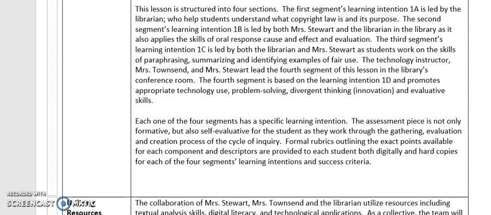The technology instructor, Mrs. Townsend, and Mrs. Stewart lead the 4th segment of the lesson in the library's conference room. The 4th segment is based on the Learning Intention 1D and promotes appropriate technology use, problem solving, divergent thinking, innovation, and evaluative skills. Each of the 4 segments has a specific learning intention. The assessment piece is not only formative but also self-evaluative for the student as they work through the gathering, evaluation, and creation process of the cycle of inquiry.